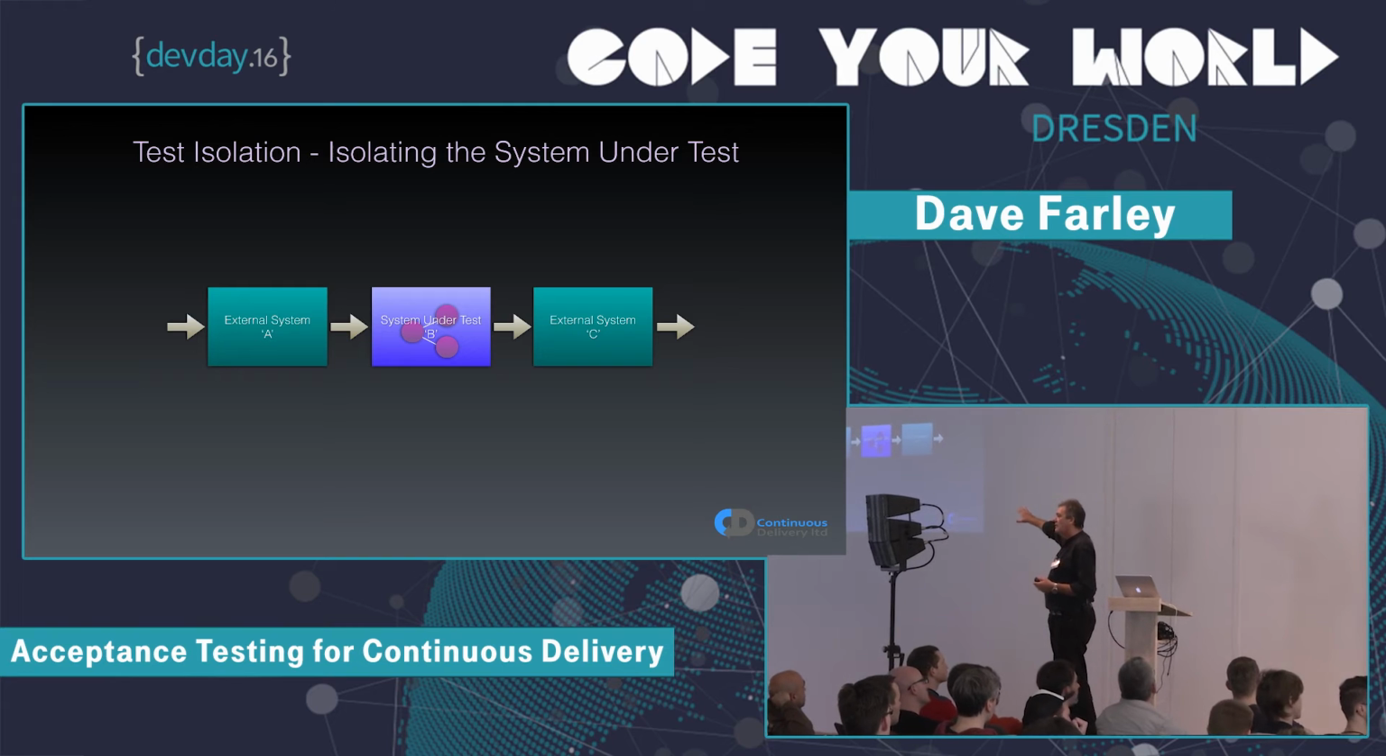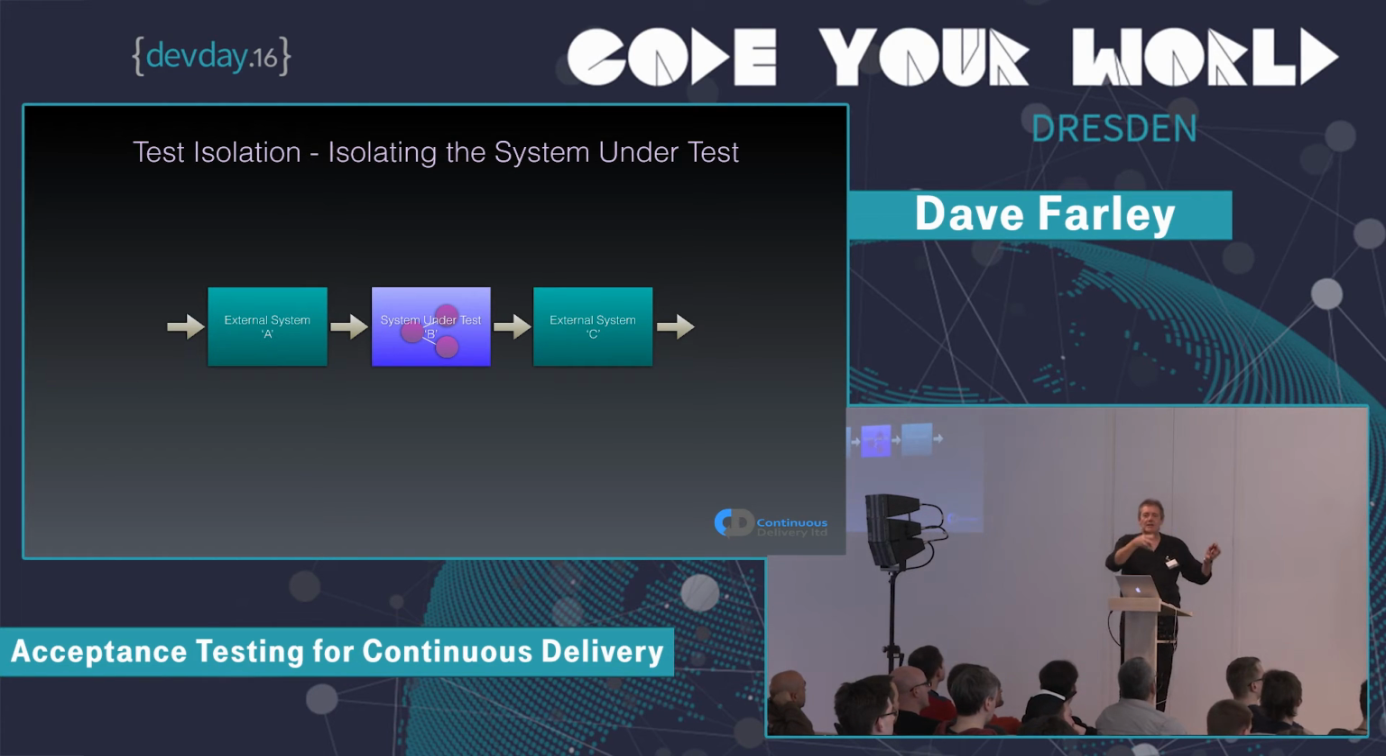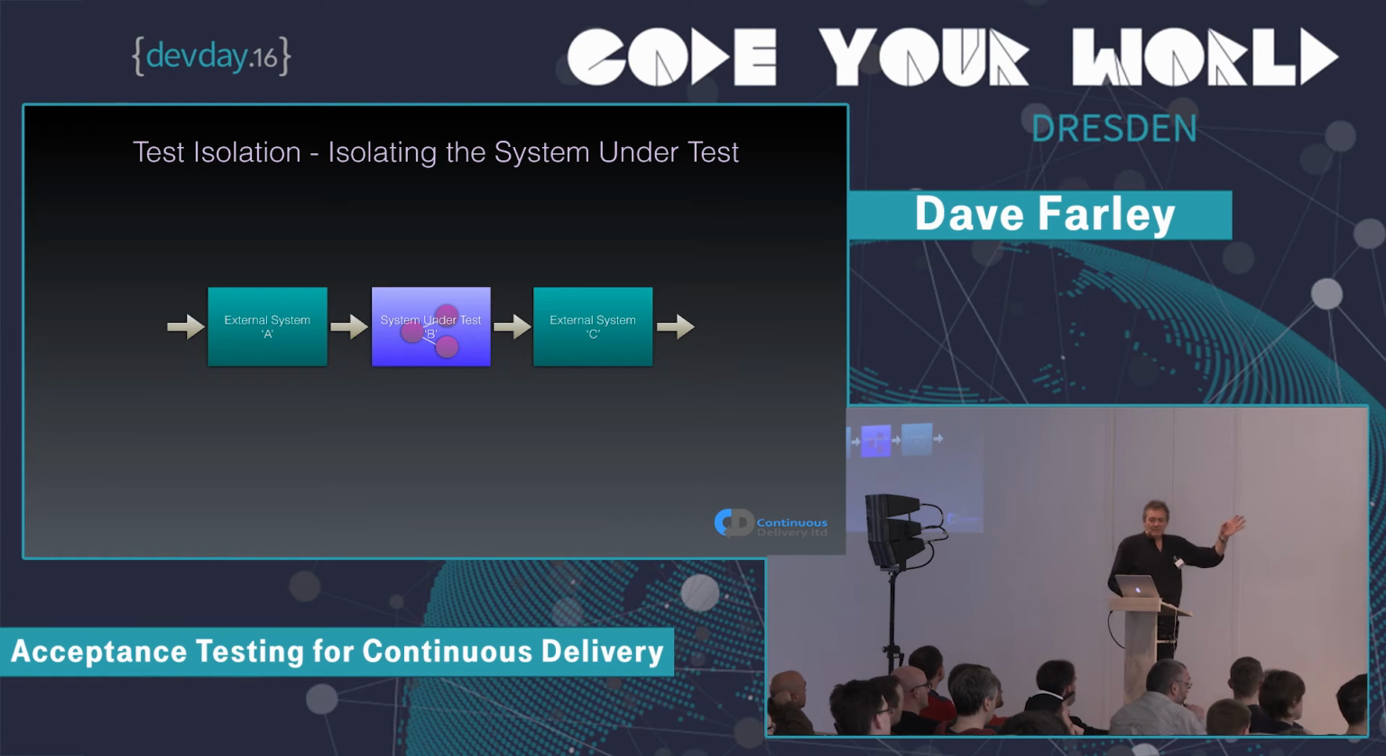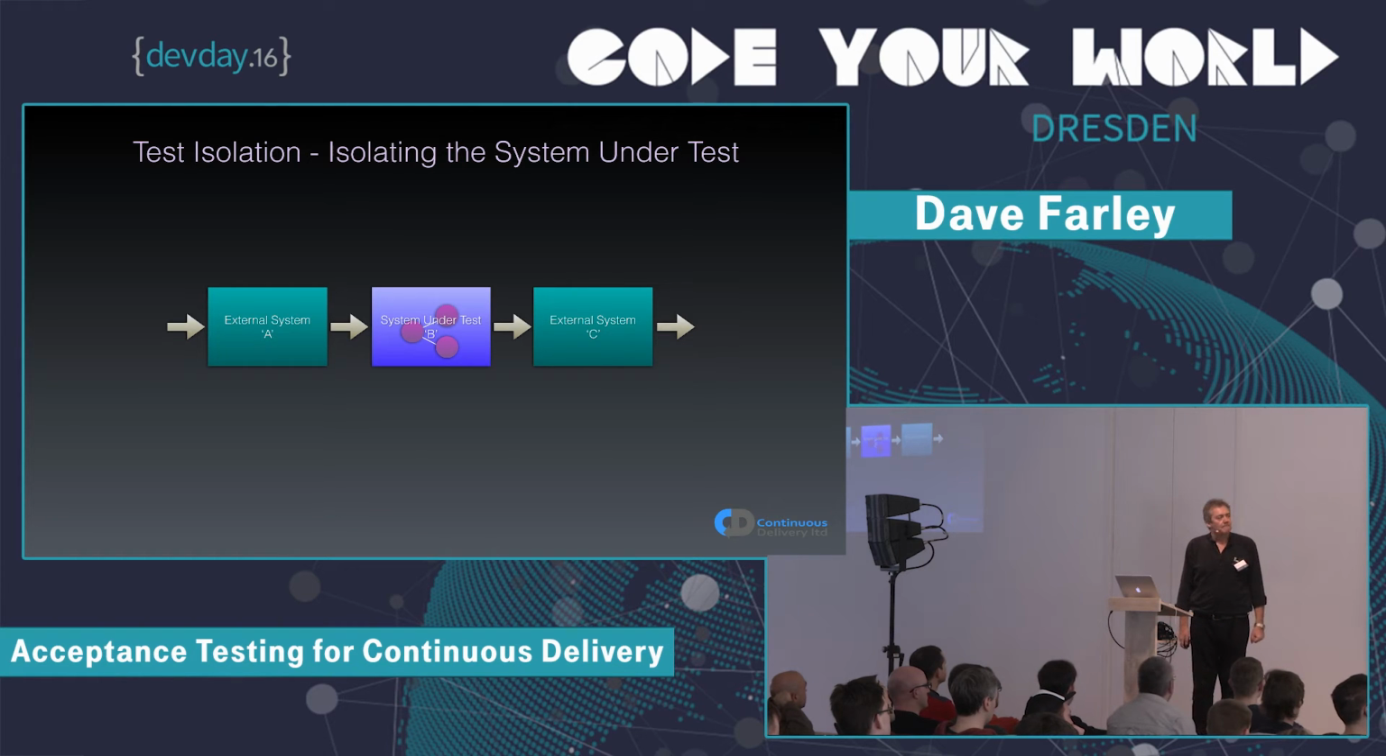developing system B, okay? And upstream of system B is another system looked after by another team somewhere, system A, that provides inputs to system B, and downstream is system C that takes the output of system B and does some stuff with it. Now, what organizations with stuff like this will often say is you've got to test all of it together end to end to make sure it all works together.